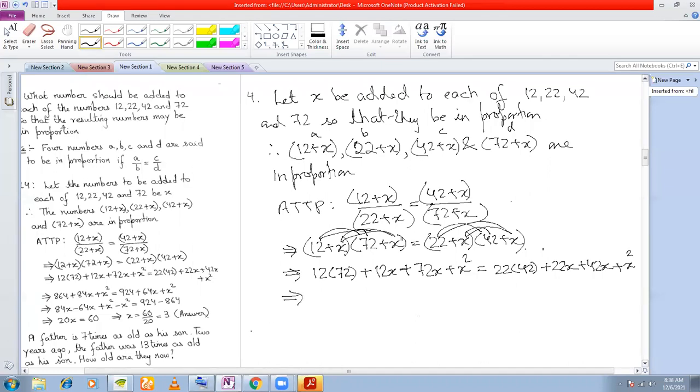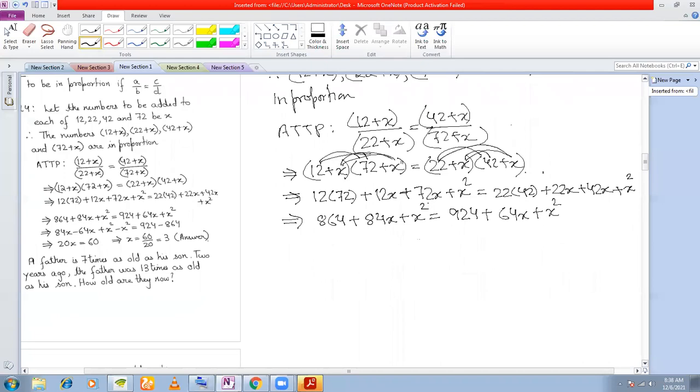So now what happens? 12 into 72 will give you 864 plus 12x plus 72x is going to give you 84x plus x square is equal to 22 into 42. You multiply, you get 924 plus 22x plus 42x is going to give you 64x plus x square. Now see, you've got x square on both sides. Now x square you can cancel here also.